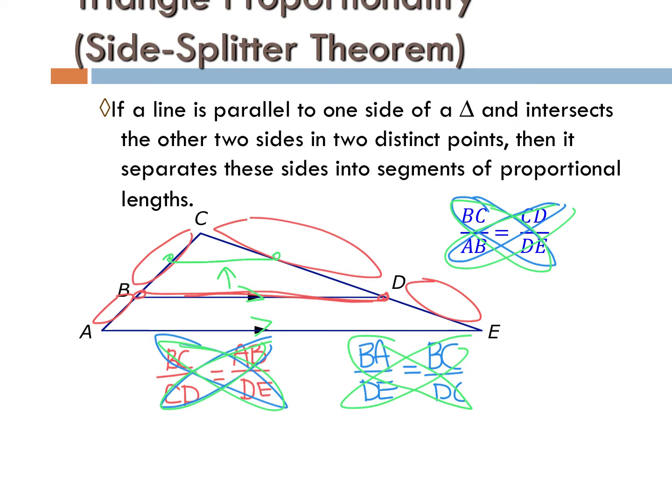Notice how the third side, this one and this one, have nothing to do with the proportions that I set up. If you are looking for BD, you're going to have to do it a little bit differently, but we'll do examples where I'll illustrate that.